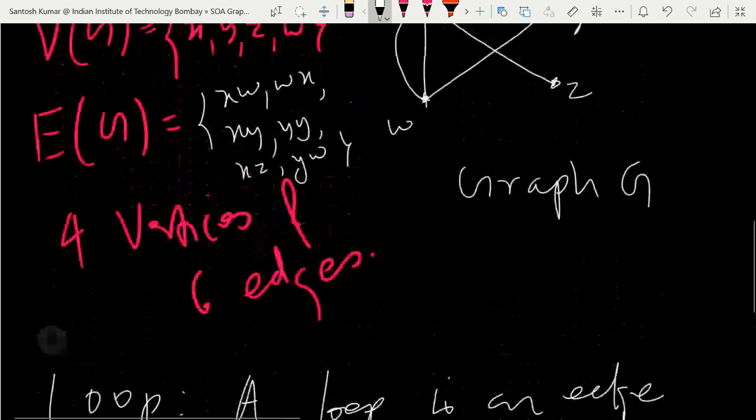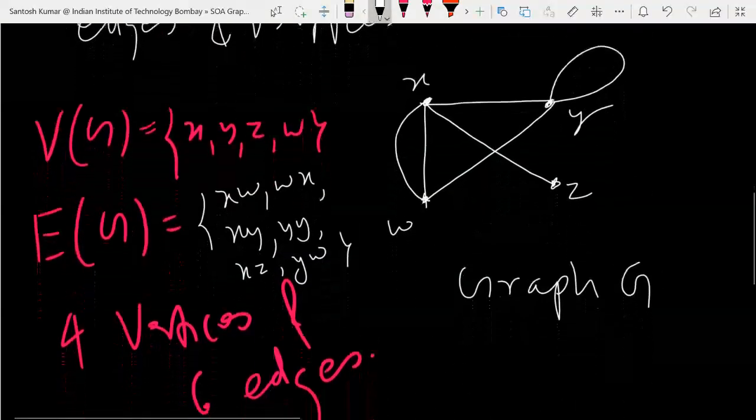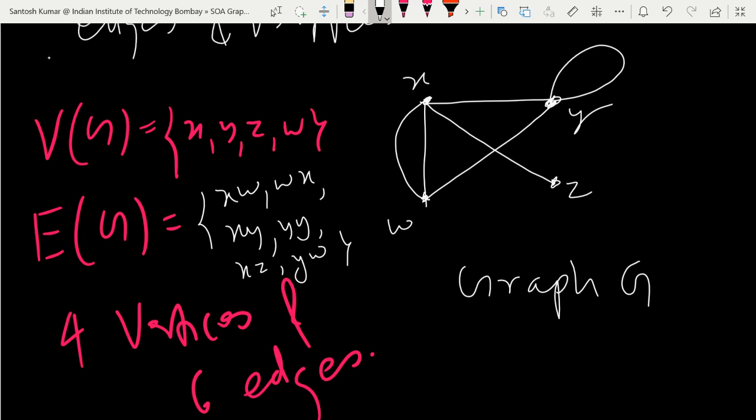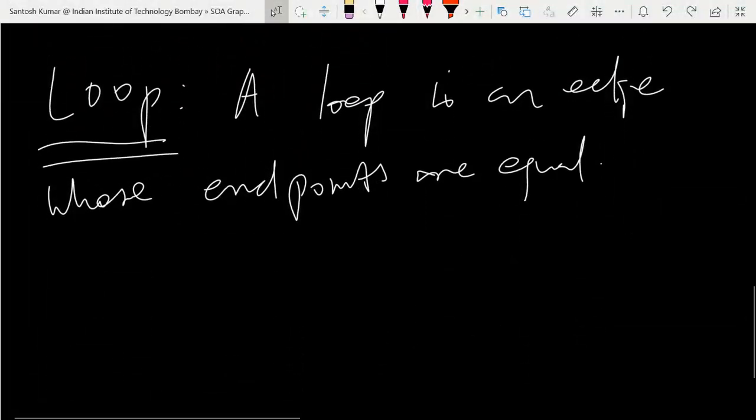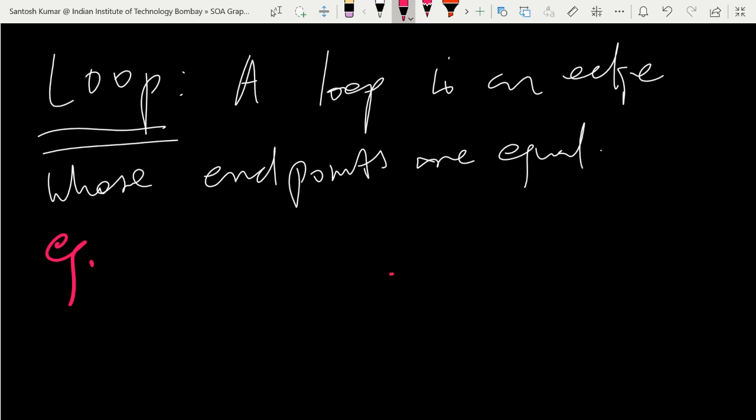You can see in the last graph, we had one loop, right? This y. So it started at y and ended at y. This was a loop. Then, for example, if I have two vertices like this, you may make a graph like this. So this is a loop like this.